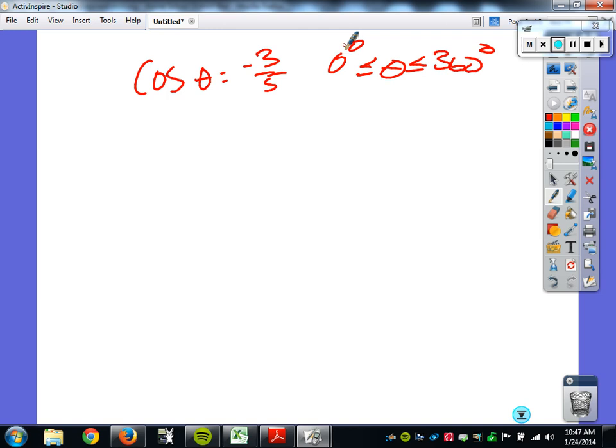I love you though, but where should my answer be in? That's my first question I ask myself. Where should my answer come from? 2 and 3, right? Why? Because that's where cosine is negative. Does everybody understand that? Okay, so cosine is negative in quadrant 2, so I should have an answer there, and I should have an answer in quadrant 3. Does everybody understand that? Okay?